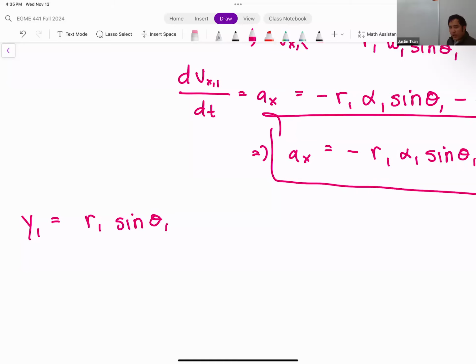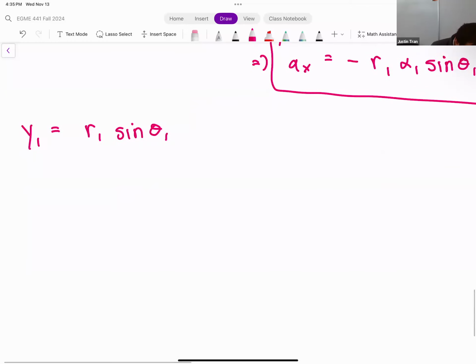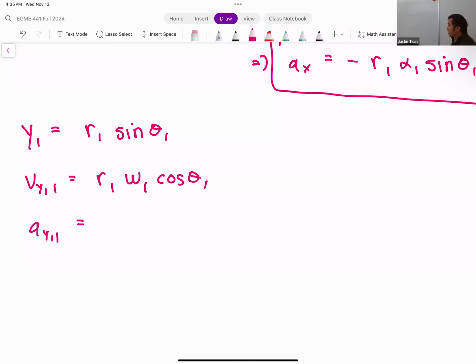And then just like we did for the x direction, we're going to take derivatives of this with respect to time twice. So we take the first derivative, we get Vy1 is equal to R1 omega 1 cosine theta 1. And then we take the derivative one more time with respect to t, we get R1 alpha 1 cosine theta 1 minus R1 omega 1 squared sine of theta 1.